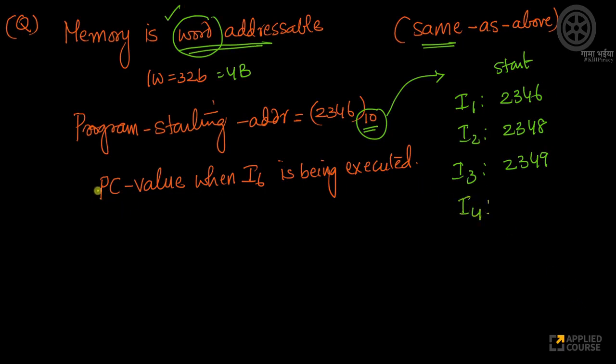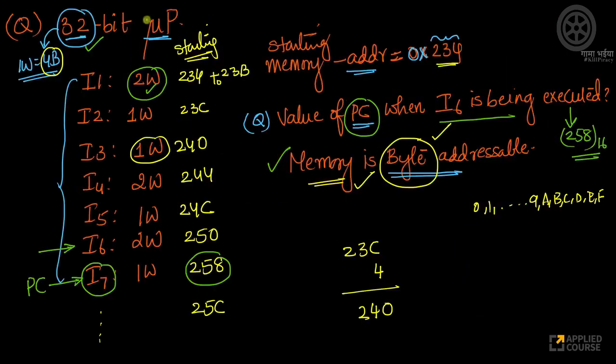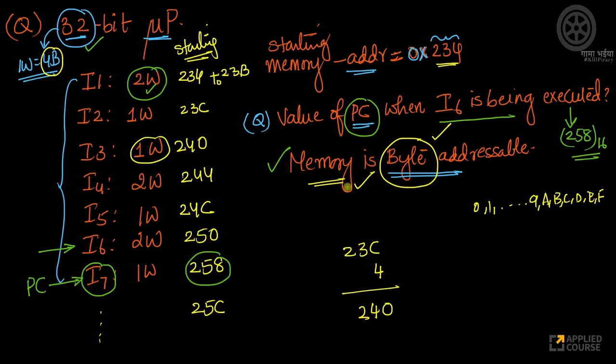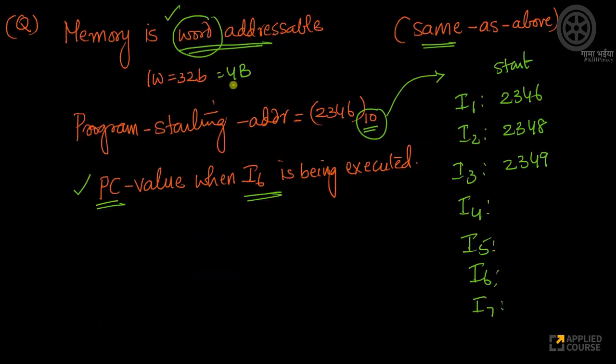Similarly, the question here is, what is the program counter value in decimal when I6 is being executed? Same, very simple question. The only difference between the first and the second question is, here memory is word addressable, there memory is byte addressable, which means every address points to 1 byte there. Here every address points to 4 bytes or 1 word. That's the core difference here, right?